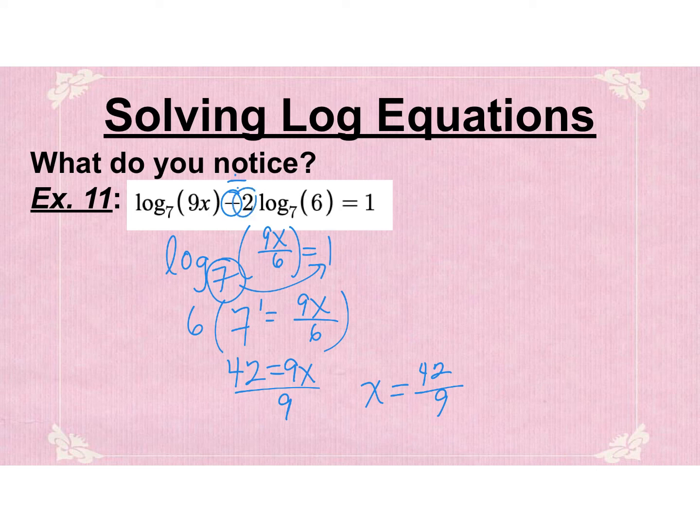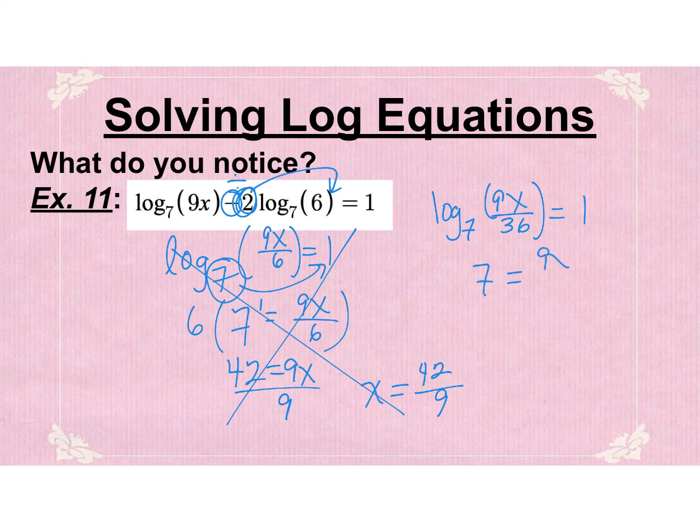Oh, I did. I forgot the square. Okay, let's try that. I felt like I did something wrong. So we have to bring the 2 up to the 6. So when I condense this, it's going to become log base 7 of 9x over 36. There we go. Equals 1. And I go to exponent form. So 7 equals 9x over 36. Multiply by 36. And we get 252 equals 9x. Divide by 9. And we get 28.